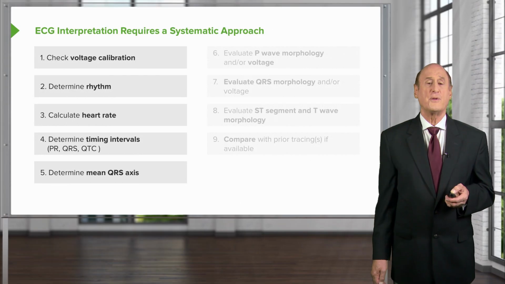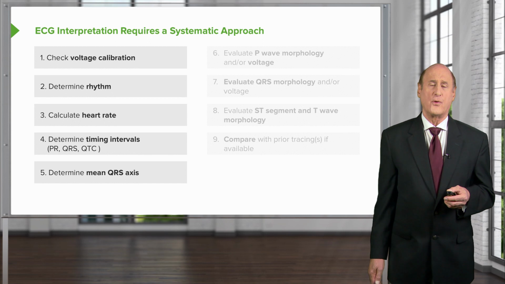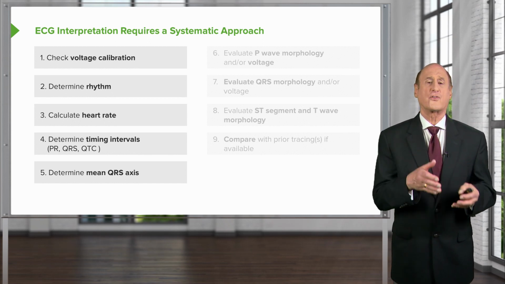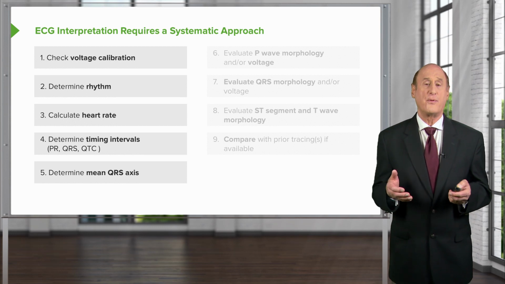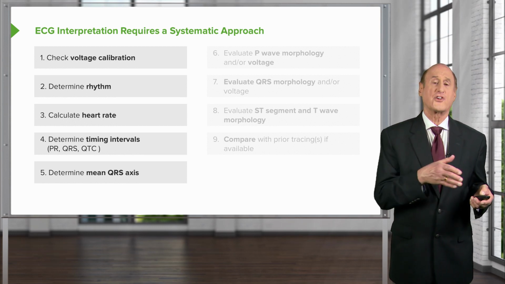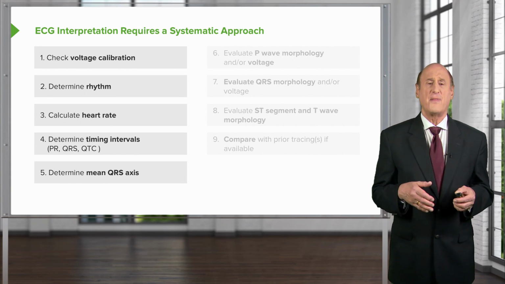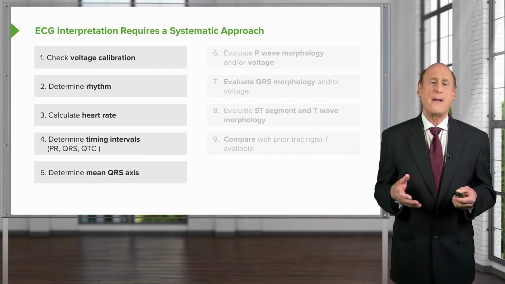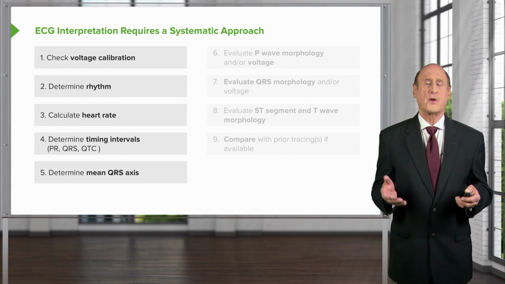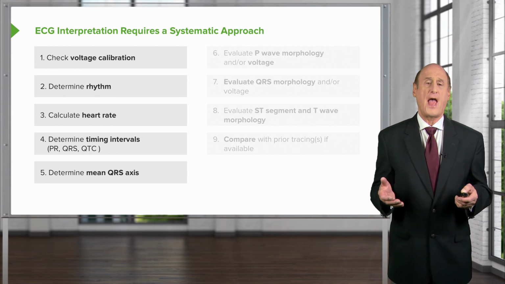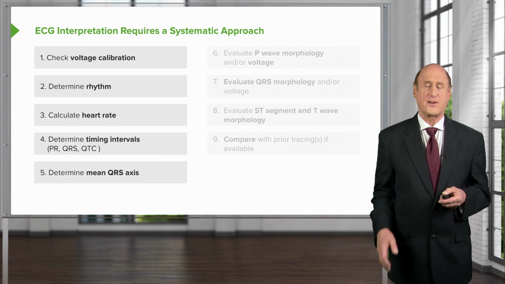We would then determine the electrical axis. In other words, what is the main vector force of the electrical depolarization wave? What direction is it going in? And there's a certain normal area for that. For example, if you have abnormalities of the ventricular mass, you can get abnormal electrical vectors.